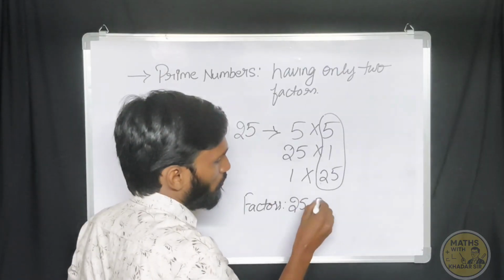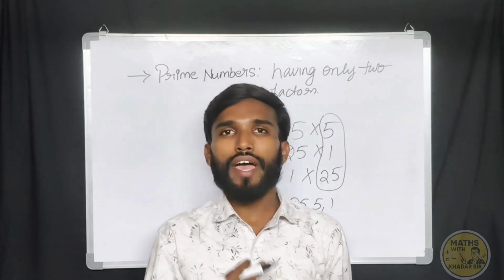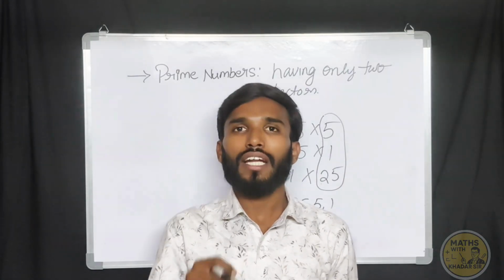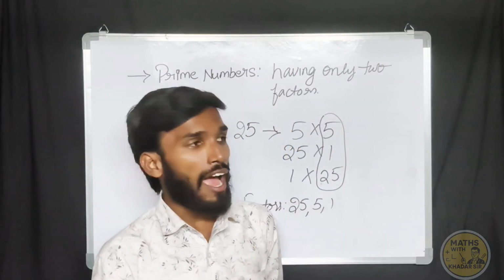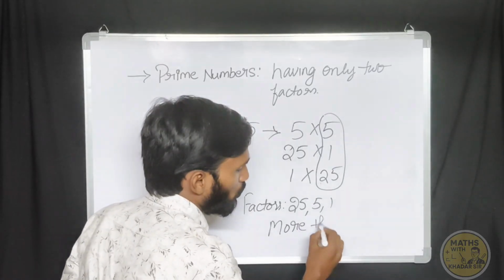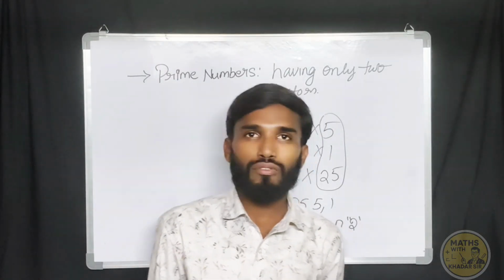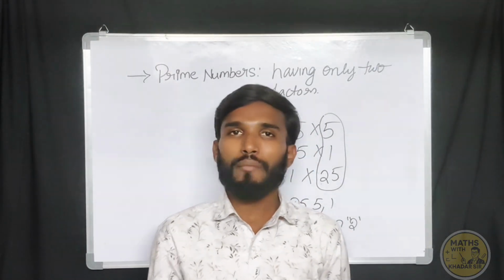The factors are 25, 5, 1. So prime numbers have only 2 factors, the number itself and the number 1. And composite numbers have more than 2 factors. These are the factors of 25. And these are prime numbers and composite numbers. Now today we are going to use this previous knowledge about prime numbers and composite numbers to learn a new topic. And our new topic is something different and something easy.